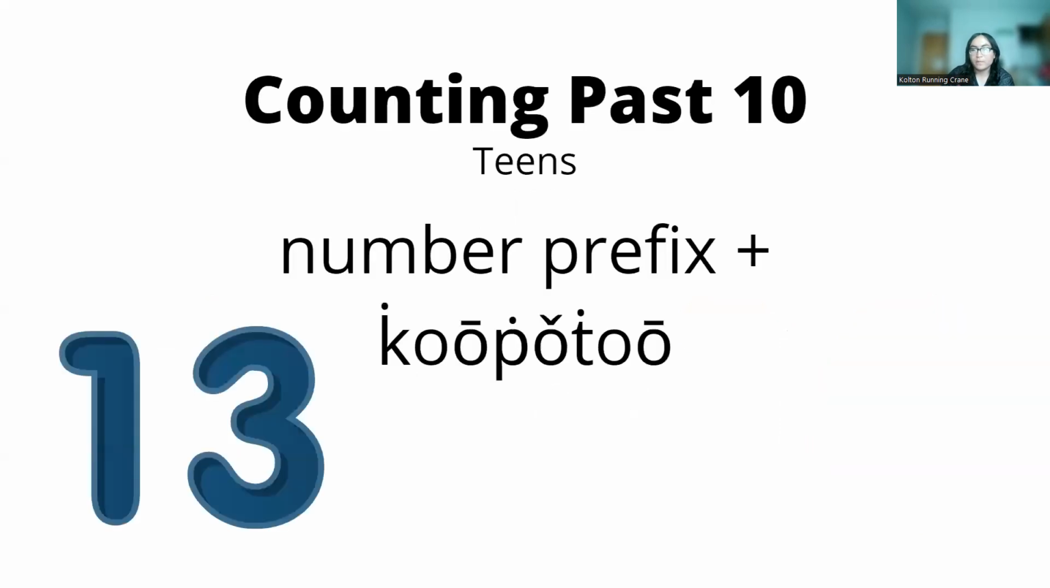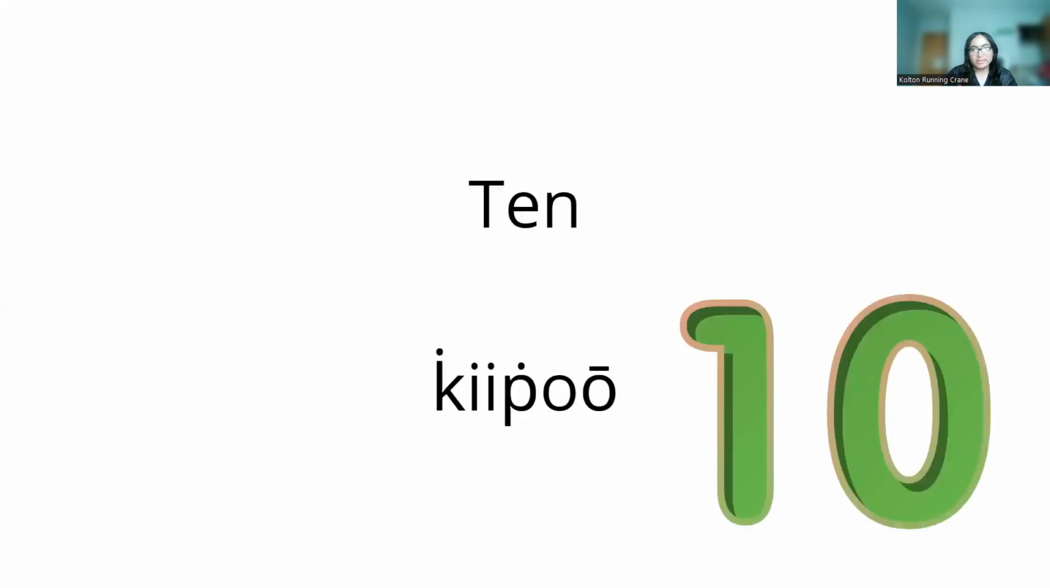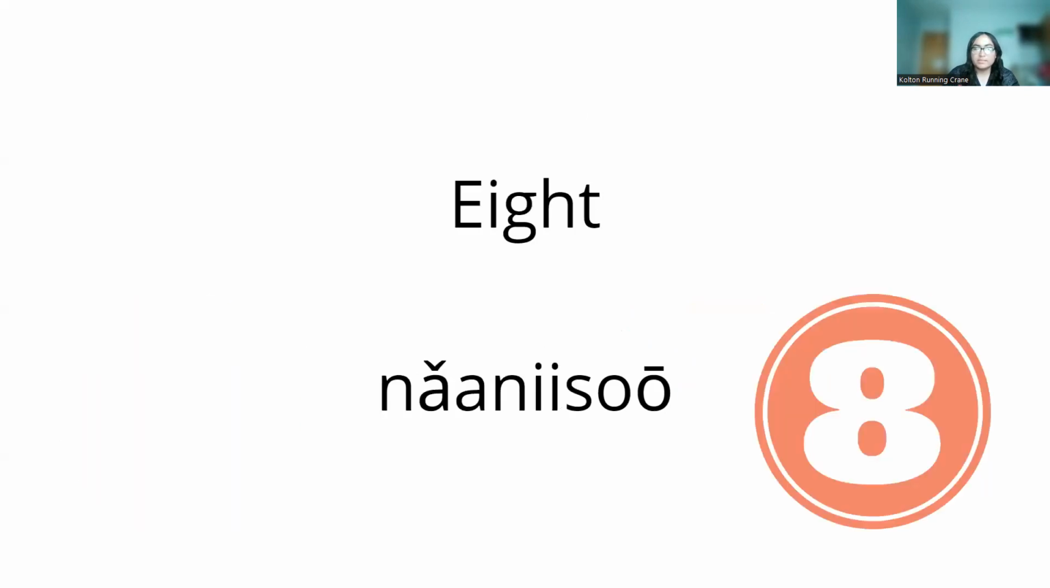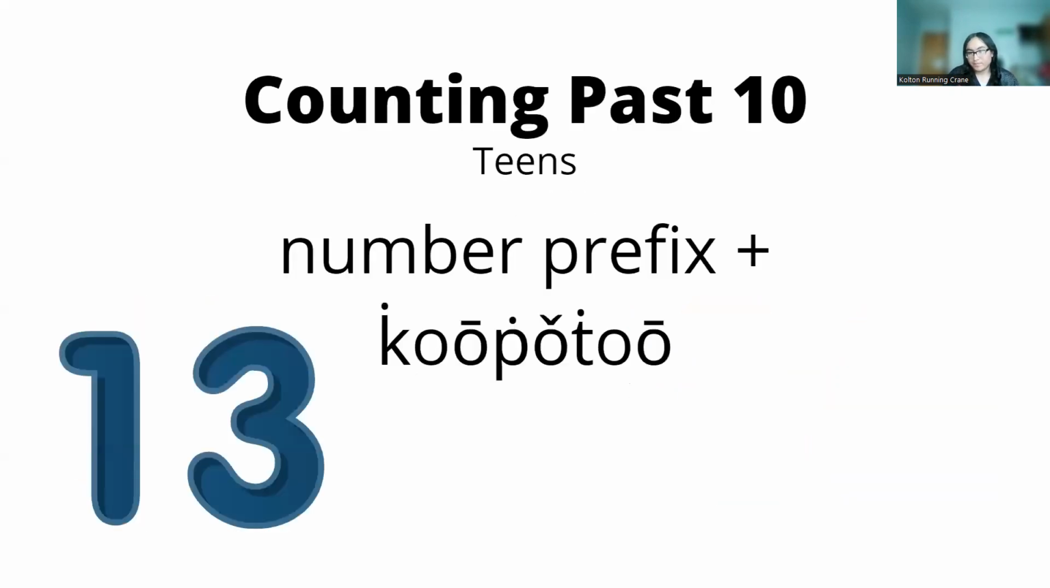Okay. So now let's count past 10. How do we count past 10? Well, you're going to take a number prefix and add gupatu. And gupatu basically means more than. And so when you're counting in the teens, you're basically taking these prefixes and then adding more than. So when you say numbers such as 18, you're really saying 8 more than 10.